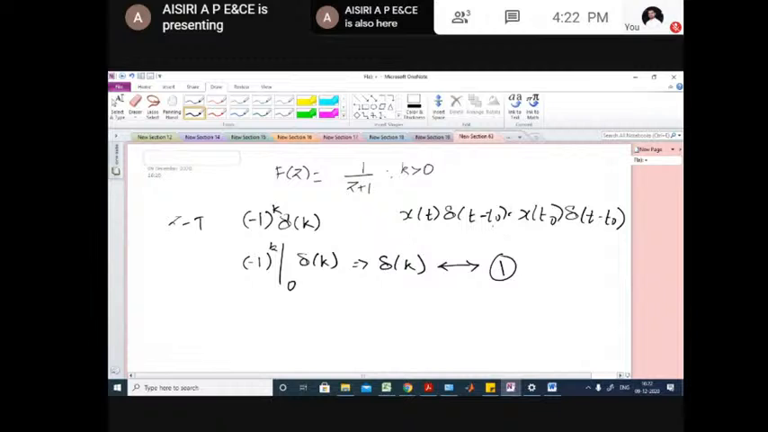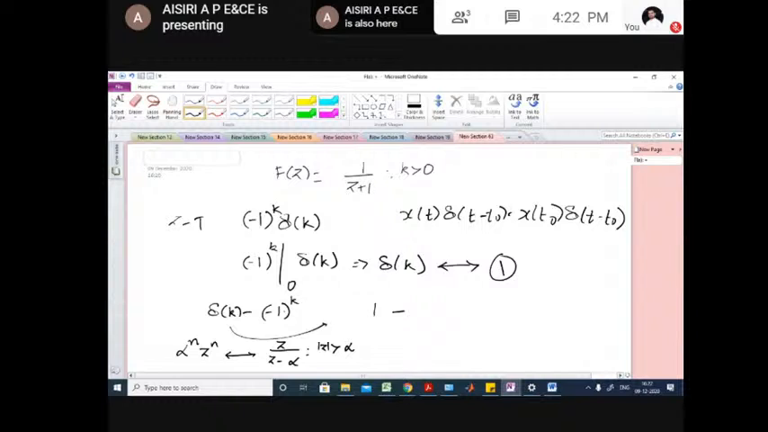What about the second option, which is delta of k minus 1 power k? Please remember, k is greater than 0, so all of this applies for k greater than 0. Let's apply the z transform. The z transform of delta of k is 1, and the other term is in the form of minus 1 power k. We know the standard form that alpha power n has z transform z by z minus alpha, provided magnitude of z is greater than alpha.